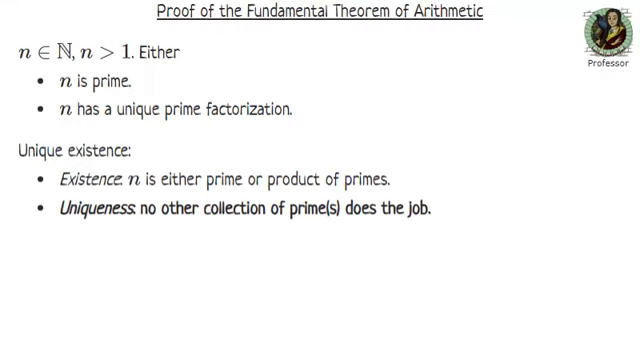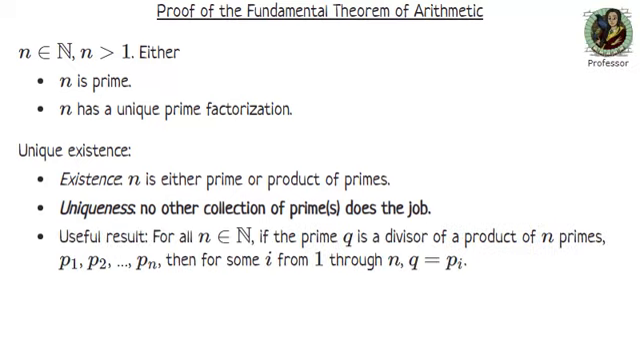Finally, you're ready to finish your proof of the fundamental theorem of arithmetic by showing the uniqueness of each prime factorization. In doing so, you'll find the result we just proved, let's call it the useful result, to be, well, useful. So if the prime q is a divisor of a product of a list of primes, then it must be one of the primes in the list. Yes, exactly.